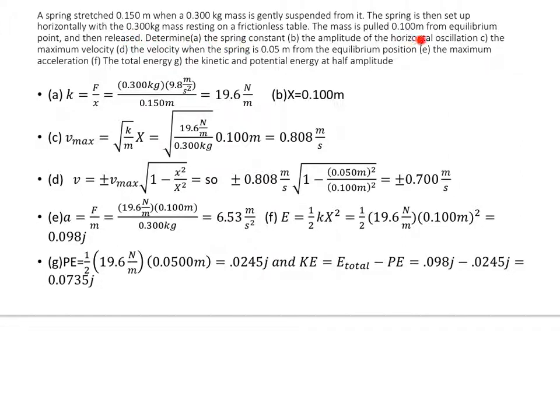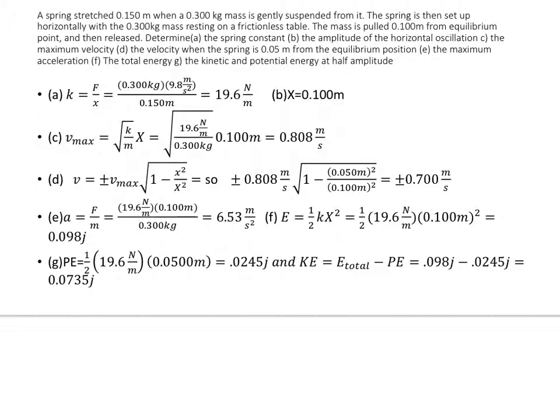Mass is then pulled 0.1 meters from its equilibrium position and released, so it's going to oscillate back and forth. Okay, here's what we want to calculate. First of all, the spring constant. B, the amplitude of the horizontal displacement. C, the maximum velocity. D, the velocity when the spring is 0.05 from the equilibrium position. E, the maximum acceleration. We hadn't talked about that before, but you'll see that's pretty straightforward. The total energy, the kinetic energy, and the potential energy at half amplitude. Okay, easier than it sounds.